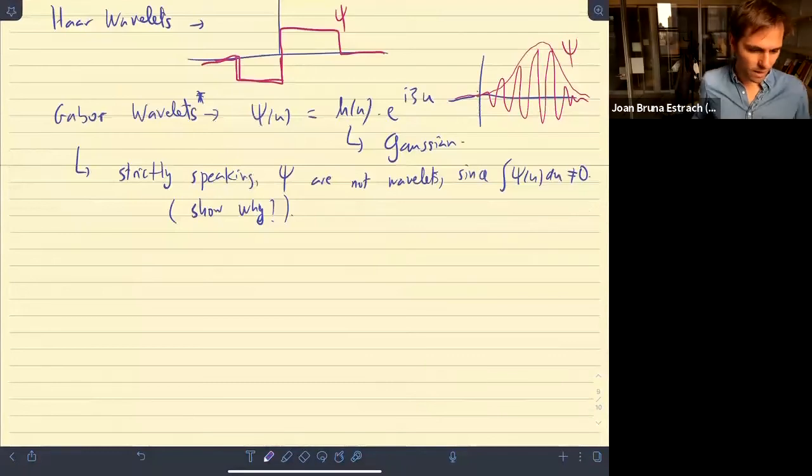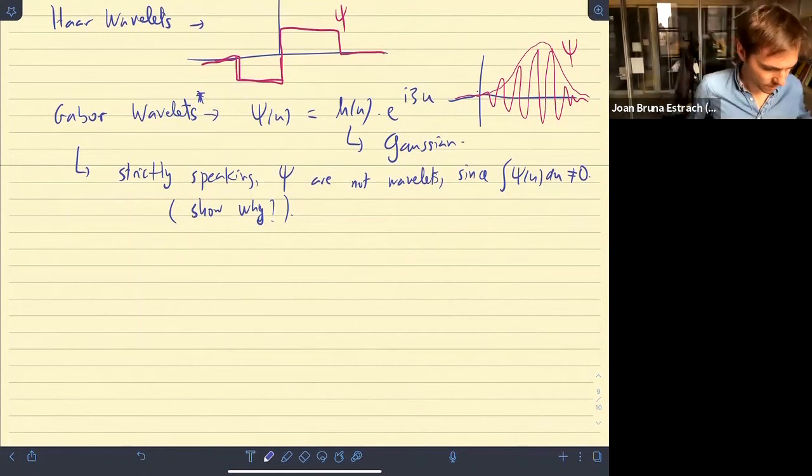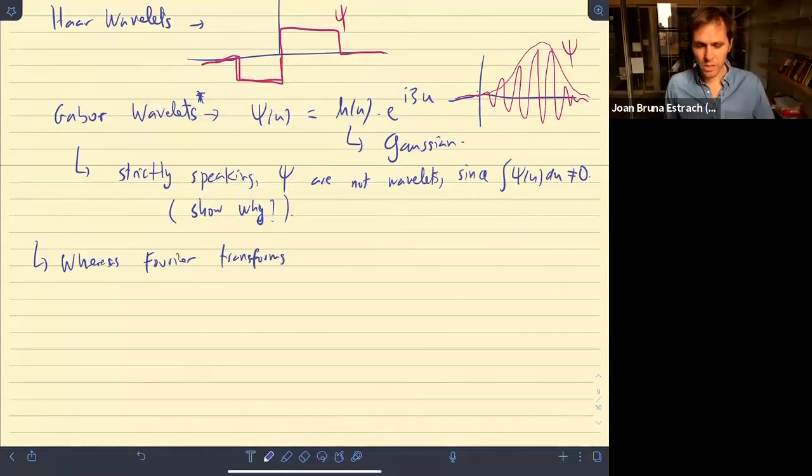Now the question is, we have this wave. How can we use these waves to extract interesting information from a signal of interest, X? With Fourier transforms, you take your signal and express it as a sum of frequencies, a linear combination of sine and cosine.